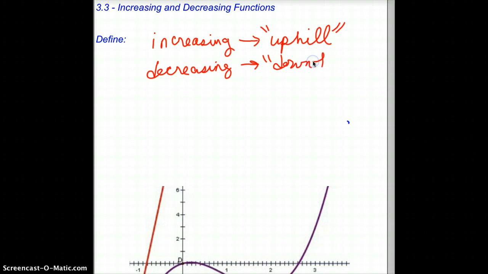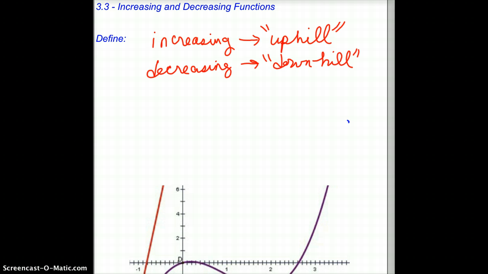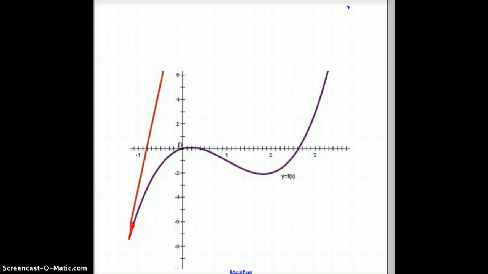And so we'd say we're decreasing when we're going downhill. That's not a formal definition. We'll give a more formal one involving calculus notation on the next page. But what I'd like you to do is go down here and let's look at this purple function. Let's suppose that this purple function is the graph of some function that we call f of x.